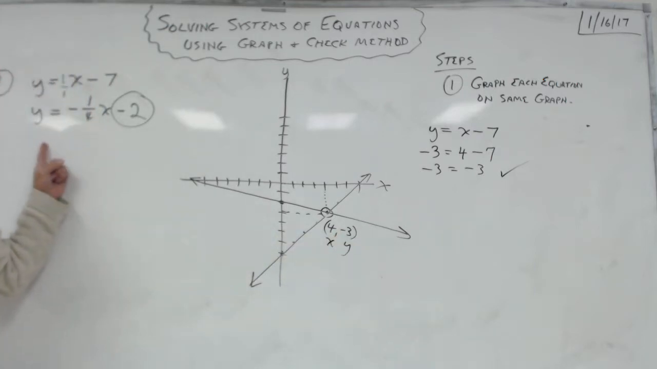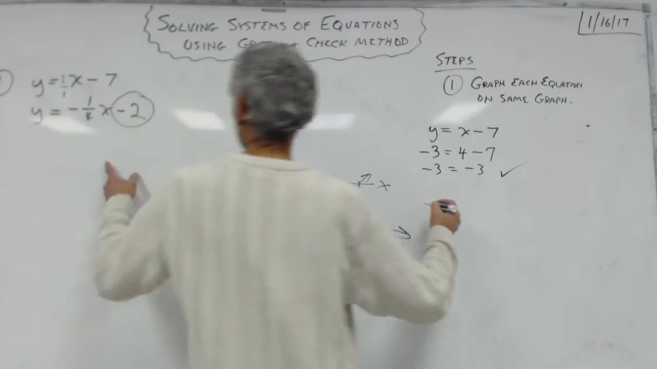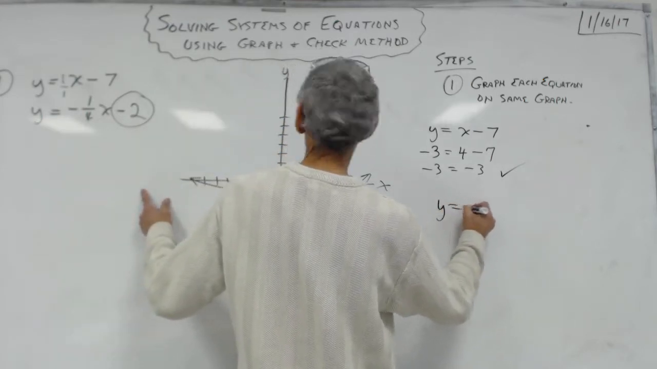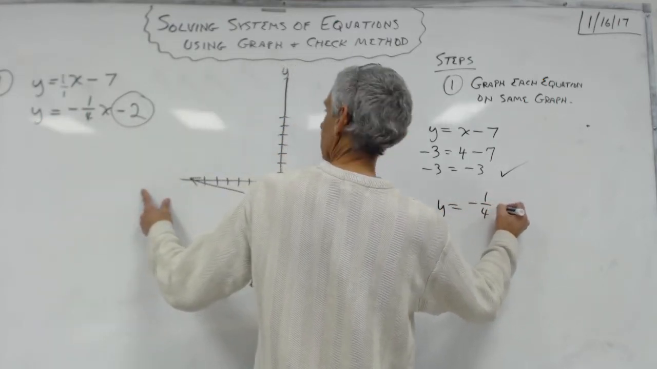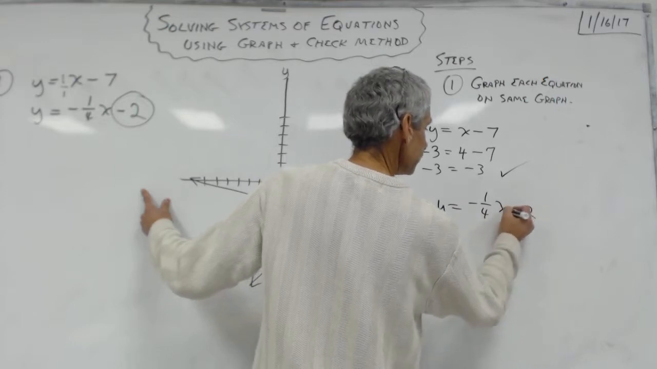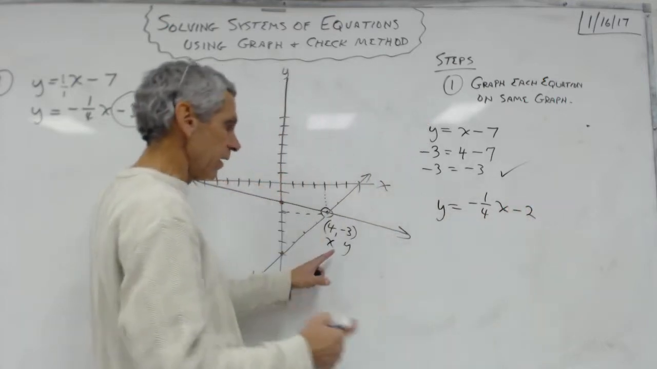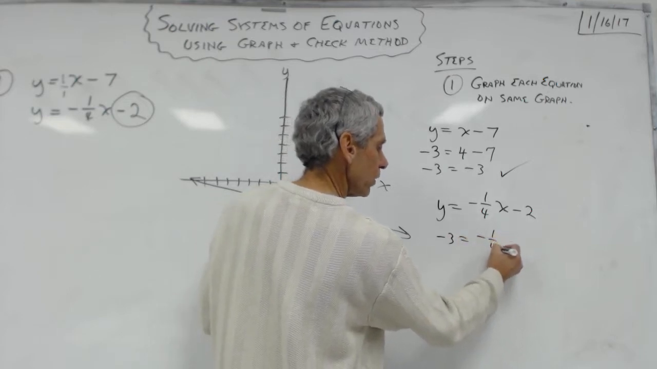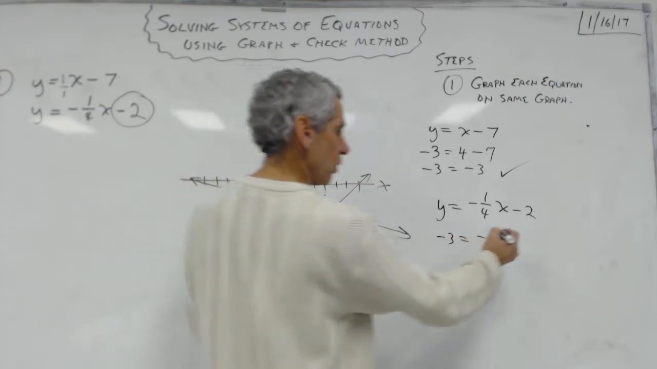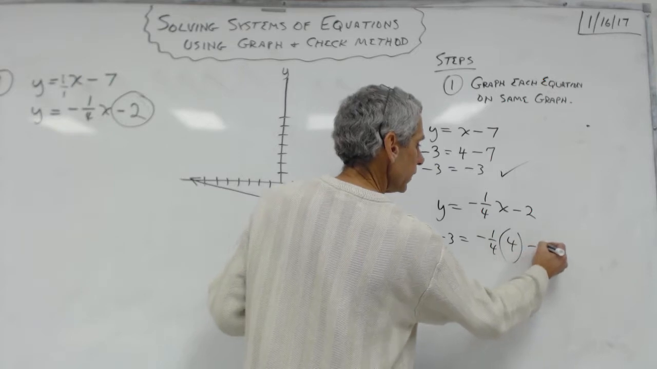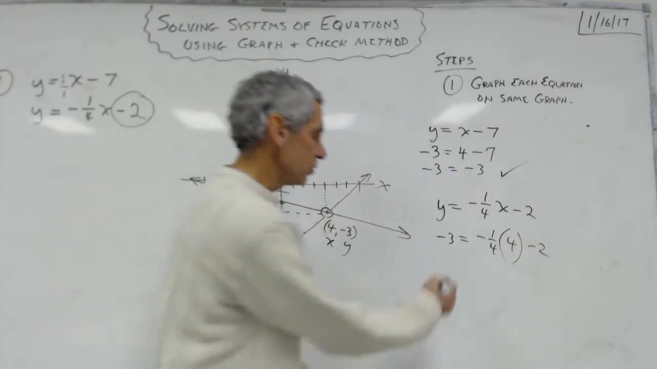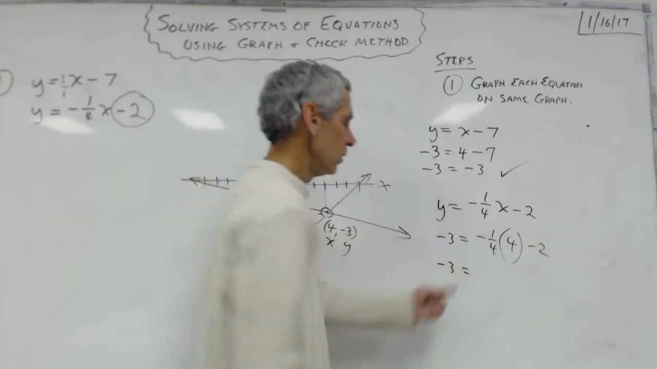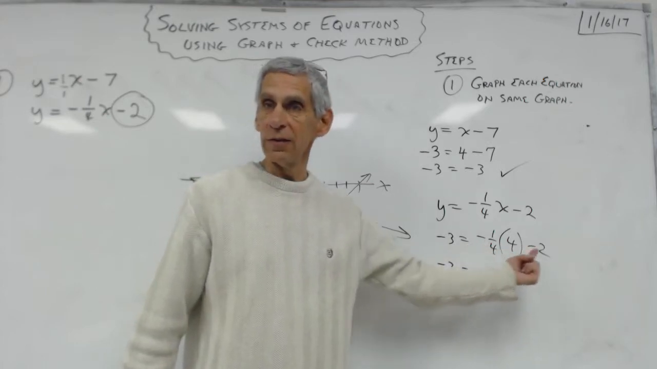We have to know for sure that it works for this one as well. Does that make sense? So here we go. y is equal to negative 1/4 x minus 2. So again, my y is negative 3 is equal to negative 1/4 times 4 minus 2.